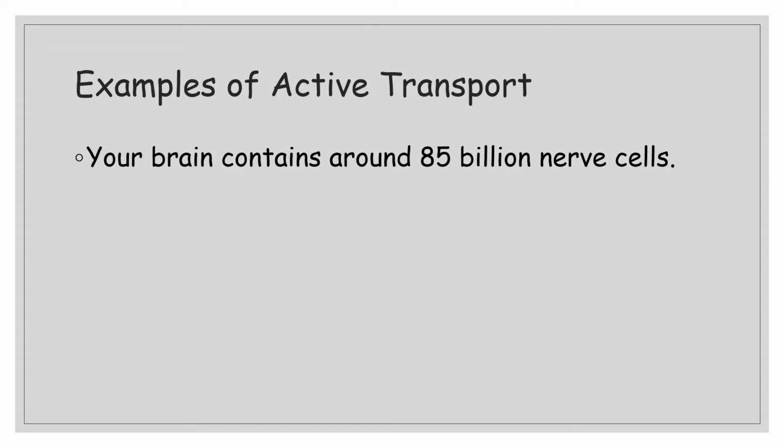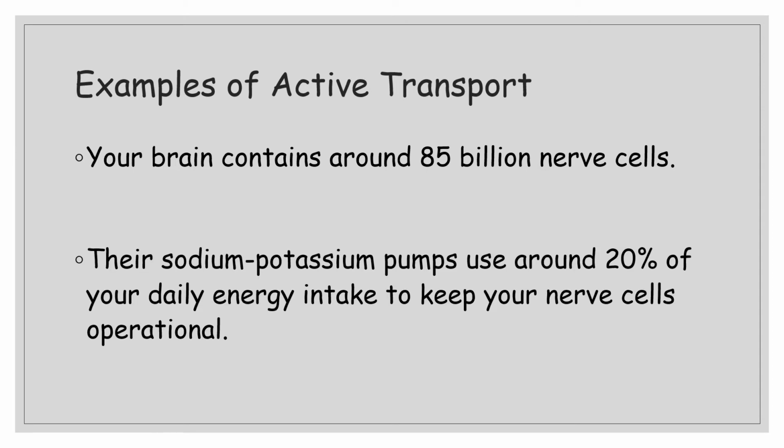Another example of active transport is in your brain. Your brain contains around 85 billion nerve cells, and you should know that those communicate by electrical impulses. Those electrical impulses are reliant on the right concentrations of sodium and potassium inside and outside of your cells. That therefore requires a sodium potassium pump, which moves those ions across a cell membrane from low concentration to high concentration. And around about 20% of your daily energy intake keeps your nerve cells operational.